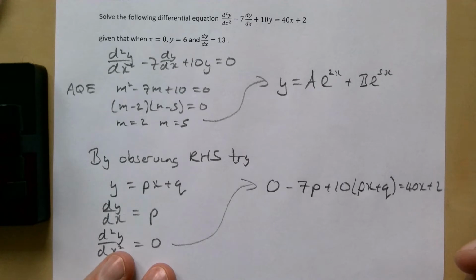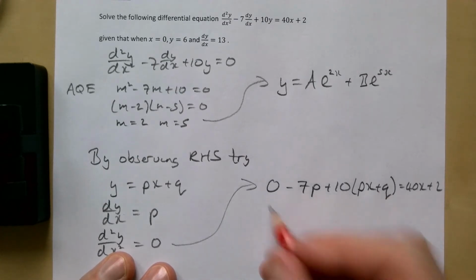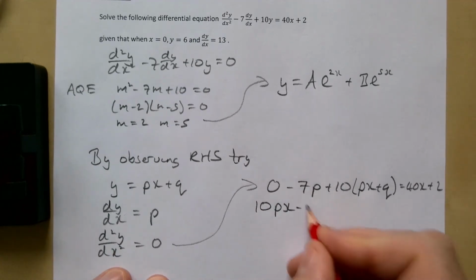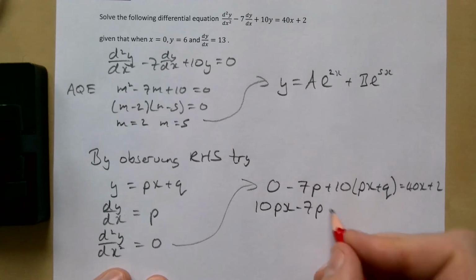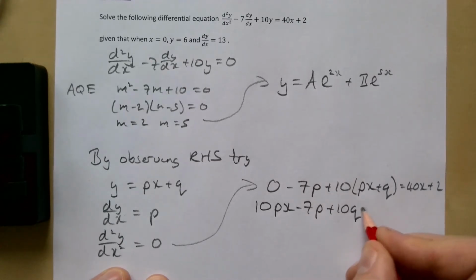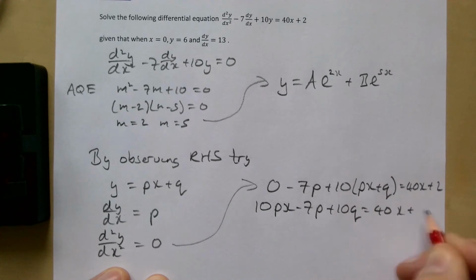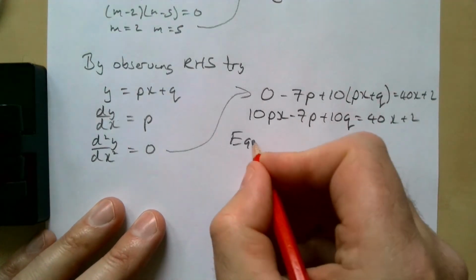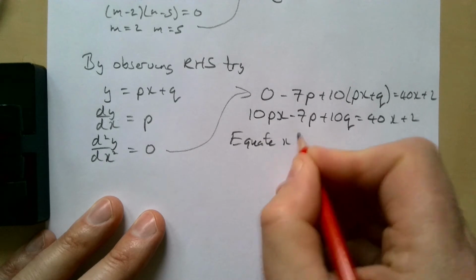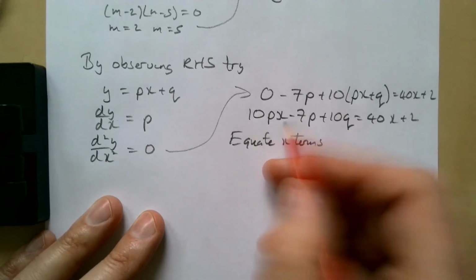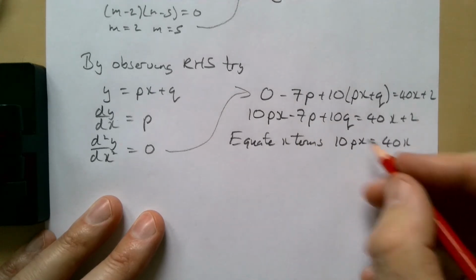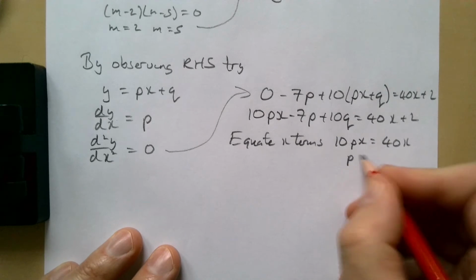If we tidy all this up, what are we going to get? We're going to get 10px minus 7p plus 10q equals 40x plus 2. I think it's straightforward enough. If we equate the x terms, you can see everything here. Equate x terms. We've 10px equals 40x. Sorry, I shouldn't really have an x in there, but you'll forgive me. That gives me p equals 4.